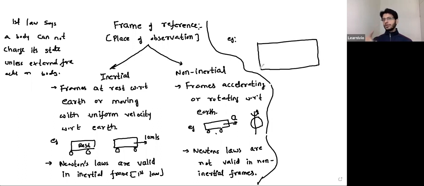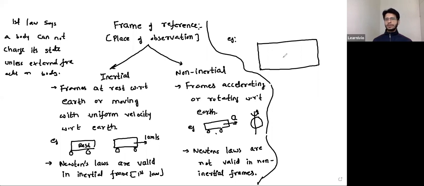Always remember that Newton's first law says a body will not change its state unless an external force acts on the body. And for force, you need an agency which is applying force. If a body is at rest and you didn't apply any force on the body, then the body will not move, it will remain at rest. If a body is moving in a certain direction with a certain velocity, unless you apply an external force, the velocity of the body will not change.